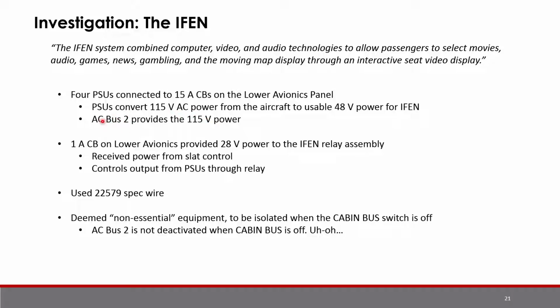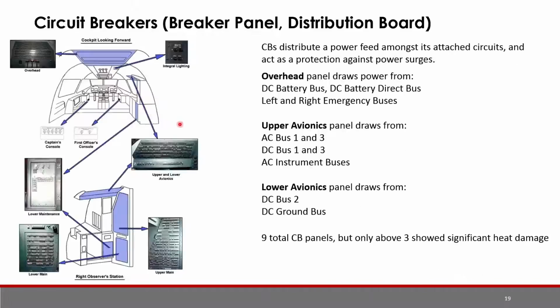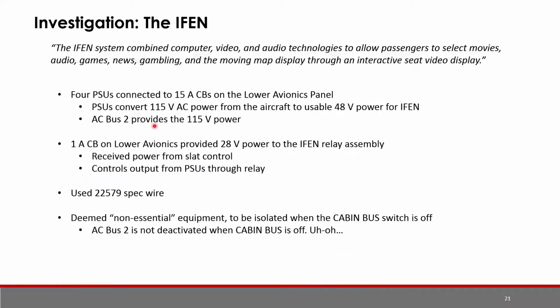AC bus 2 is the one that actually provided that power. Even though we have DC bus 2 for the lower avionics panel, this part of the lower avionics board takes power from AC bus 2. Now the 1 amp circuit breaker provided power to the relay, and the relay is what regulated the power from each of these units so they'd be balanced according to the power demands at the time. So that changed depending on how many people were actually using the in-flight entertainment system. Each of these used that 22579 spec wire.